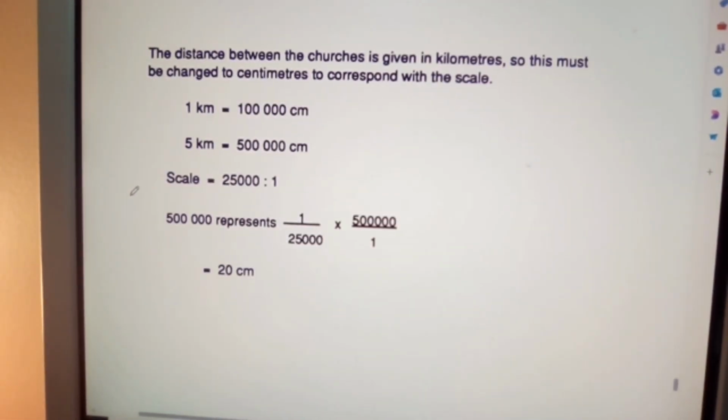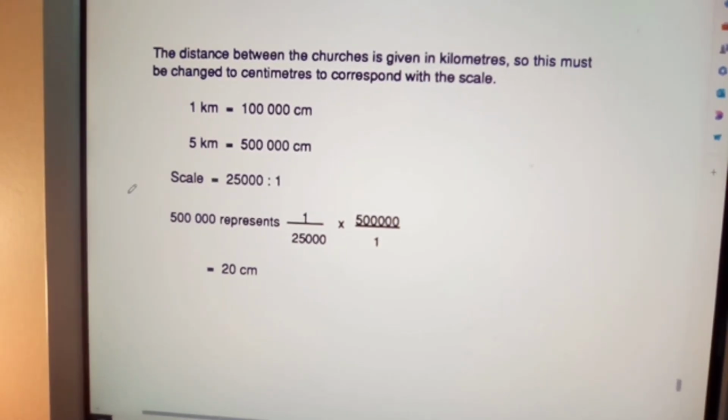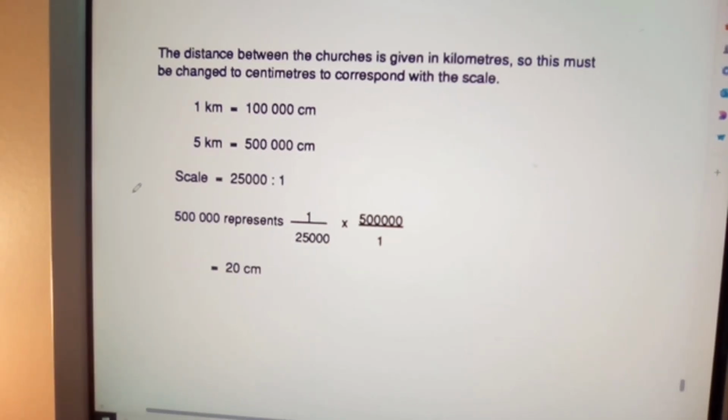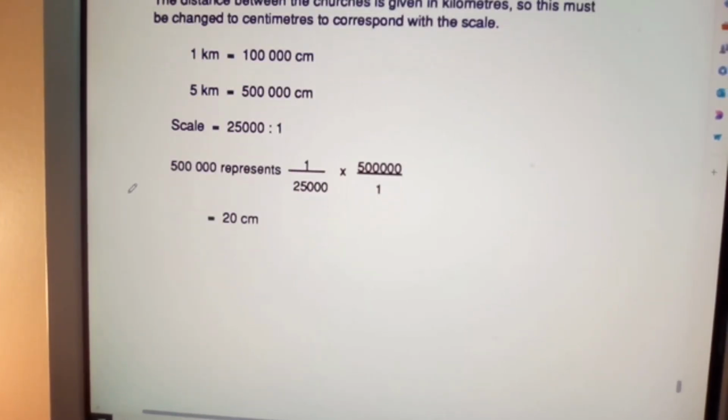The distance between the churches is given in kilometers, so this must be changed to centimeters to correspond with the scale. Now remember, when you're dealing with scales, you need to make the scale the same units. Okay.